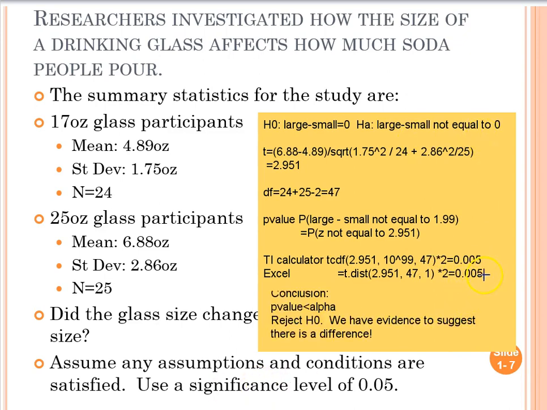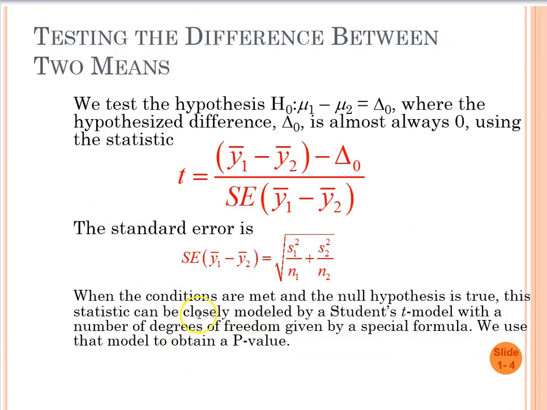So based on this p-value and our alpha level, which is 0.05, we can make the following conclusion. Our p-value is less than our alpha, so we will reject the null hypothesis. We find in favor of the alternative because we have enough evidence to suggest that there is a difference between these two groups of users. That is, the glass size does change how much people pour. So that's how you run a t-test for two means.